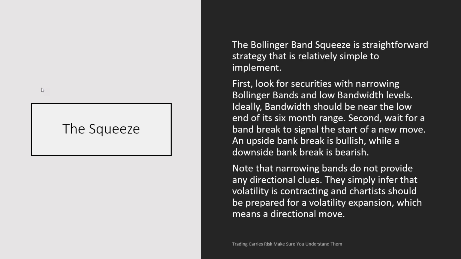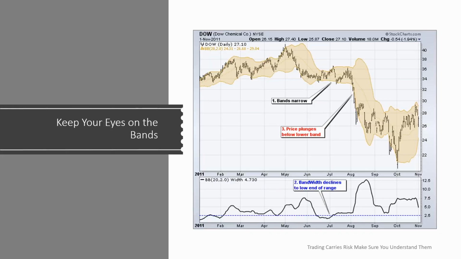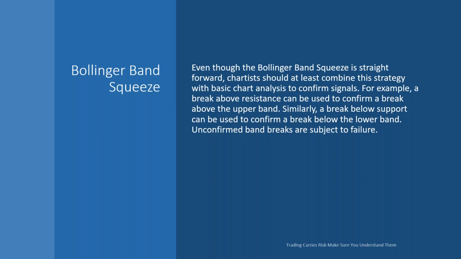Note that the narrowing bands do not provide any directional clues. They simply infer that the volatility is contracting, and traders should be prepared for a volatility expansion, which means a directional move. So as the bands narrow, we will wait for the asset to break above or below that band, and then we would look for a trade in the direction of that breakout. So in other words, we want to keep our eyes on the band.